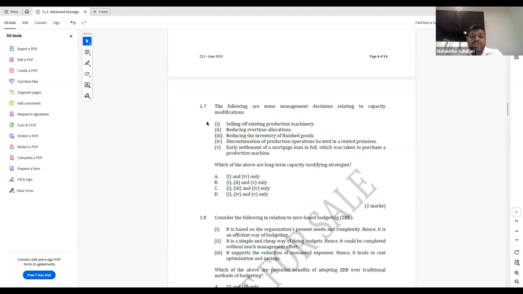Selling of existing production machinery. Reducing overtime allocations. Reducing the inventory of finished goods. Discontinuation of production operation located in a rented premises. Early settlement of mortgage loan in full, which was taken to purchase a production machine. Which of the above are long-term capacity modifying strategy? They ask for long-term capacity modifying strategy.